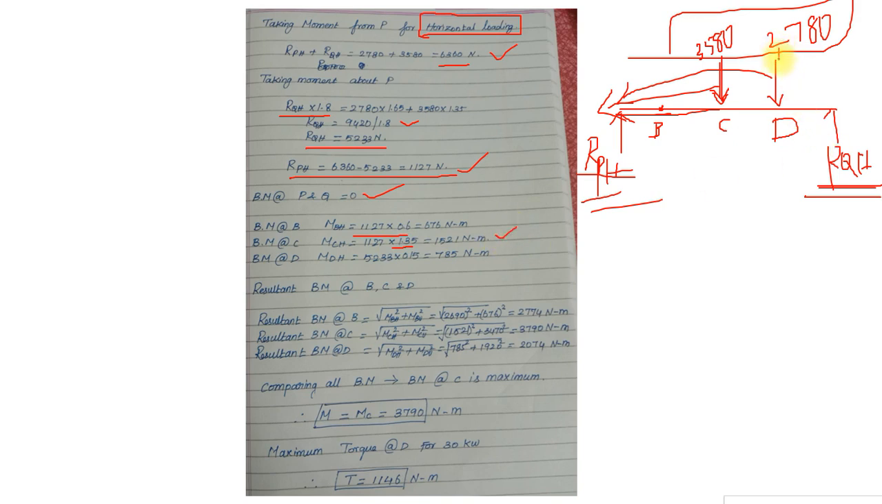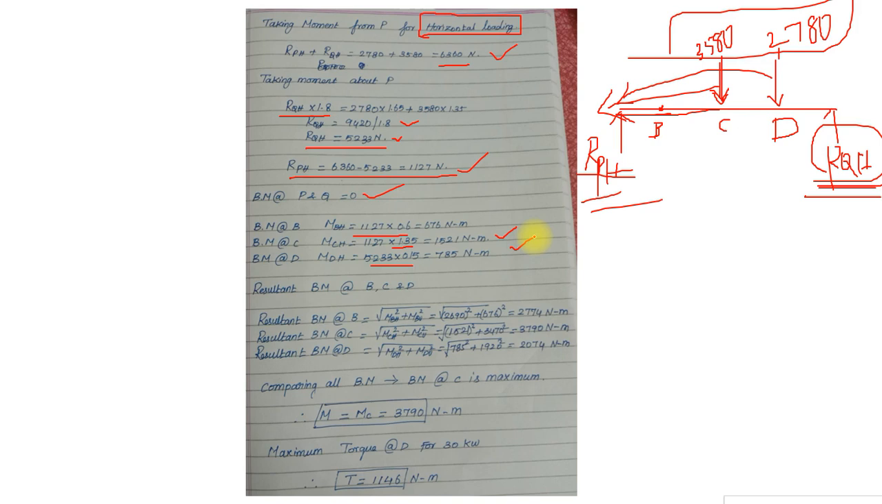At last, if I want to go to D, I can take it from reaction Q. The reaction Q value is 5233. So 5233 into 0.15, I can find the bending moment at D. So what we have done is find the bending moment at B, horizontal and vertical, at C, horizontal and vertical, and at D, horizontal and vertical. I have found this.